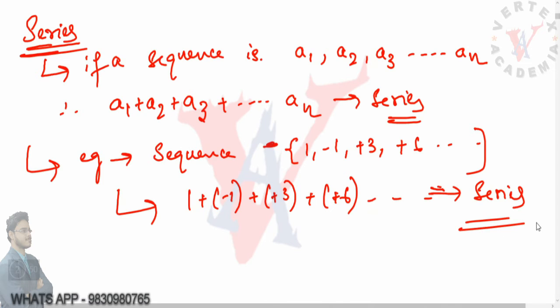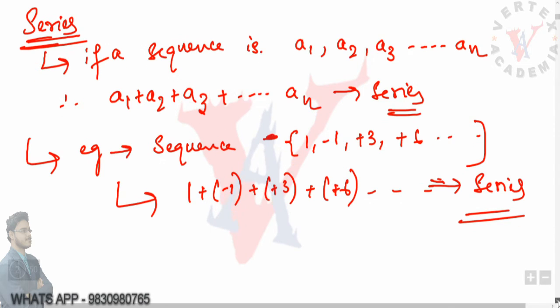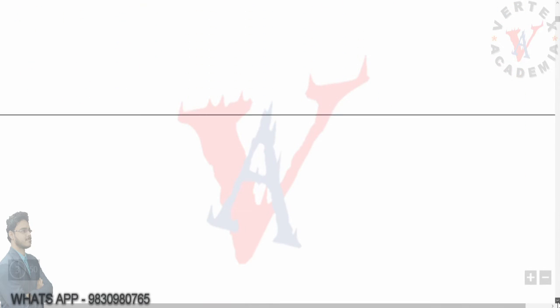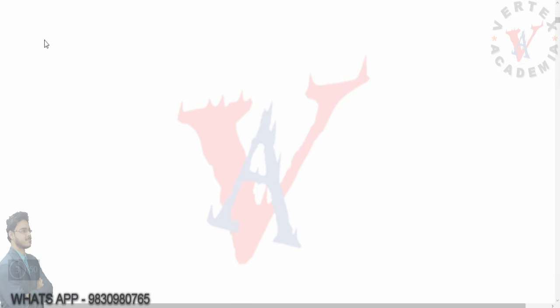So actually when the elements of a sequence are written in the format of an addition or a sum, then it is known as a series. So I hope this is clear what is a sequence and what is a series. Now proceeding further, let me introduce arithmetic progression.